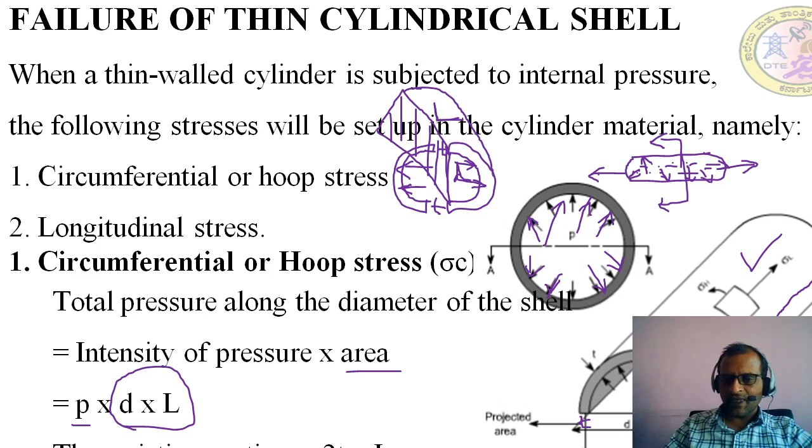Then a thin cylindrical cell fails when these two areas are cut.